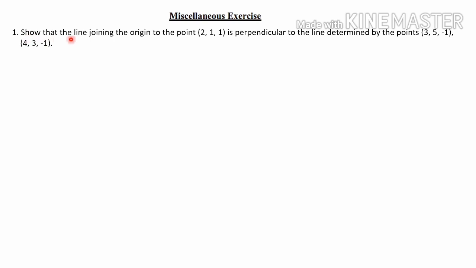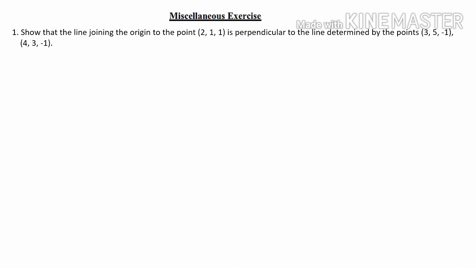Next we shall discuss problems from the miscellaneous exercise. First question, show that the line joining the origin to the point 2, 1, 1 is perpendicular to the line determined by the points 3, 5, minus 1 and 4, 3, minus 1. So let's go through the question very clearly. In the miscellaneous exercise, you will be solving questions related to line, plane, line and plane. So you must go through all these concepts just before starting solving these questions.